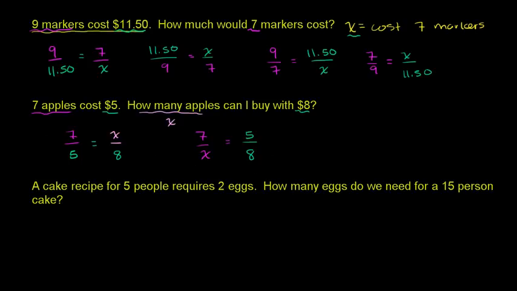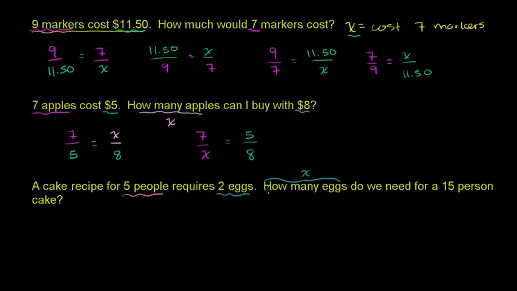Now let's do this last one. So we have a cake recipe for 5 people. I'll use new colors here. A cake recipe for 5 people requires 2 eggs. How many eggs? So we want to know how many eggs. So this we'll call x.